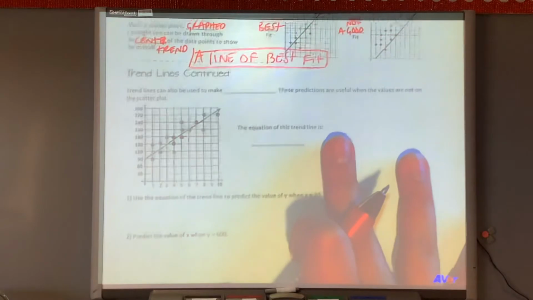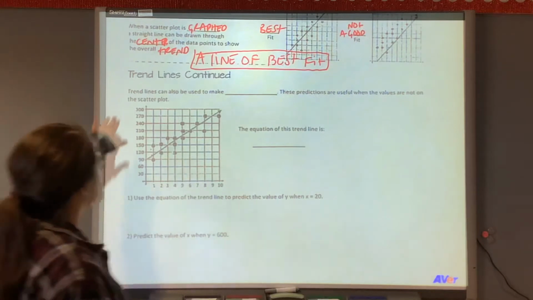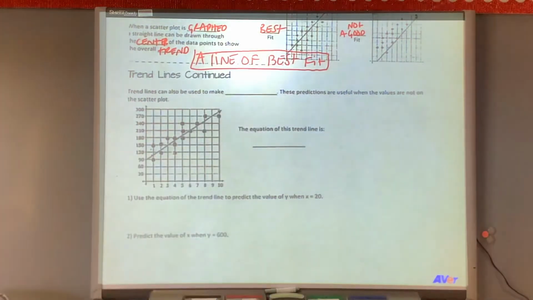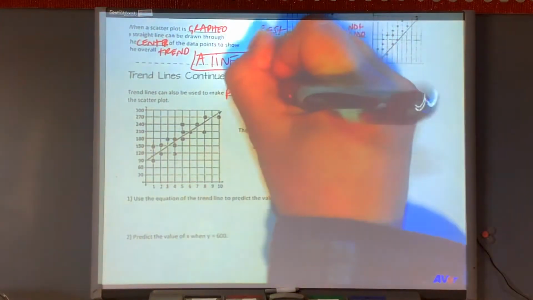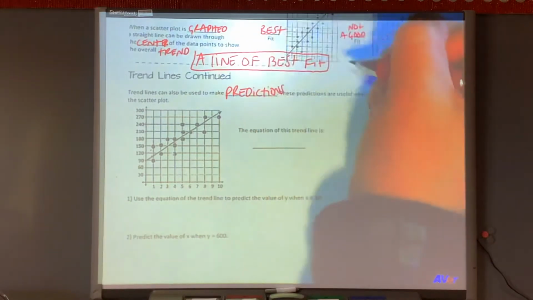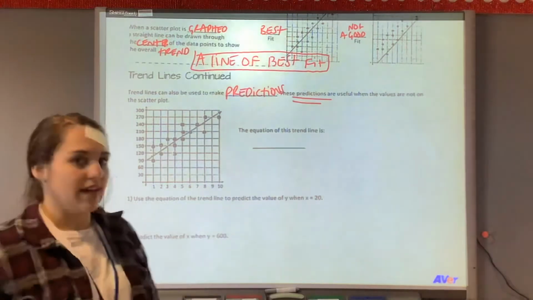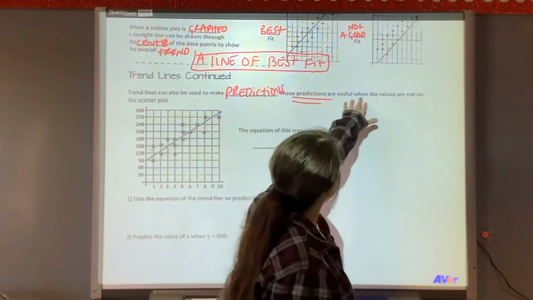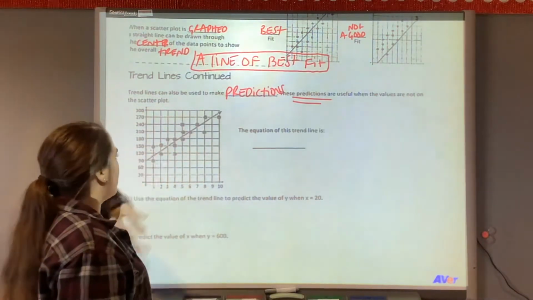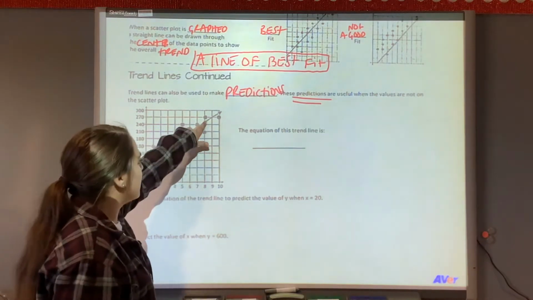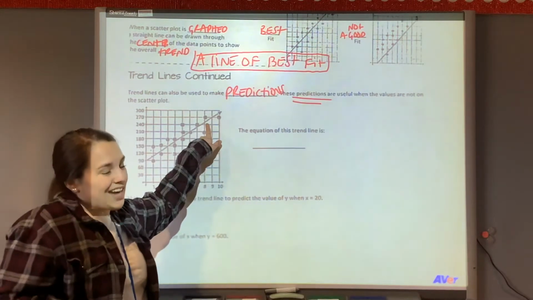All right, let's talk about the ones below. So trend lines continued, as in this is something else that we can do with trend lines. Trend lines can also be used to make predictions. So not only do we draw trend lines to see if it's positive or negative trends, but we can use them to make predictions. These predictions, if you predict something, that kind of means you see the future, or you see something that hasn't actually happened yet. It says these predictions are useful when the values are not on the scatter plot. So here's a bunch of dots right here, but we could find maybe some other dot could be around here somewhere. That dot could be there. We are predicting that a dot could be there because it's technically the right trend.